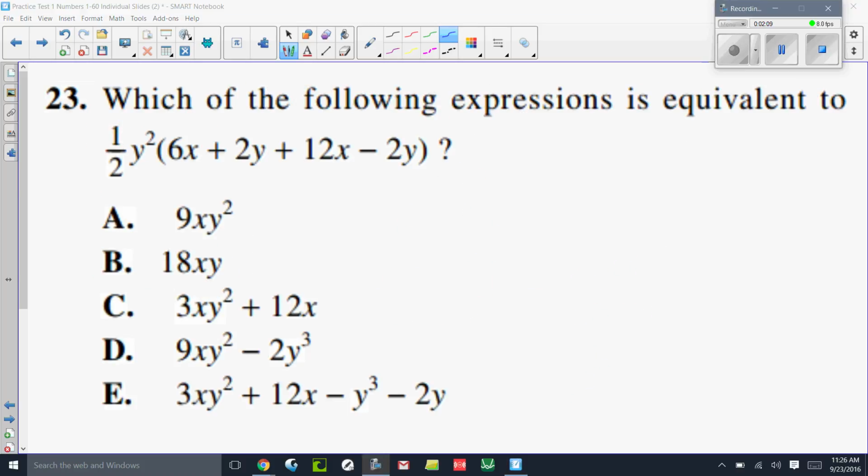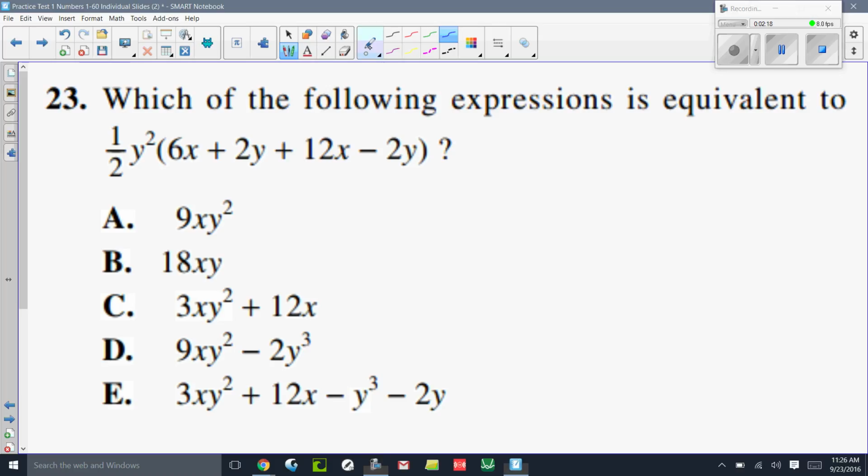The next one I want to look at is number 23. This is a question that was missed a lot, and I do think it's maybe one of the easier questions on the test. So just kind of a quick review here on combining like terms.